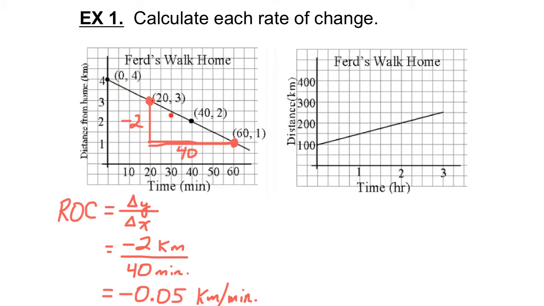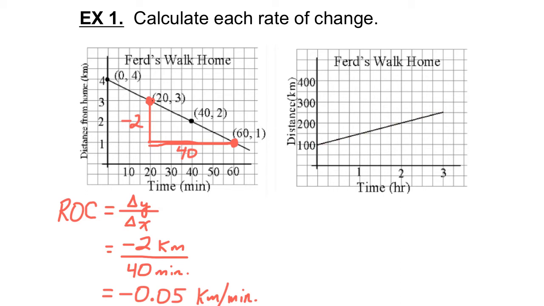It looks like a decreasing line on the graph. We also know, since this is kilometers per minute, this is a speed. So this rate of change is his speed. He's walking 0.05 kilometers per minute towards home. This next graph over here, we would expect that this rate of change is positive because his distance is increasing over time.